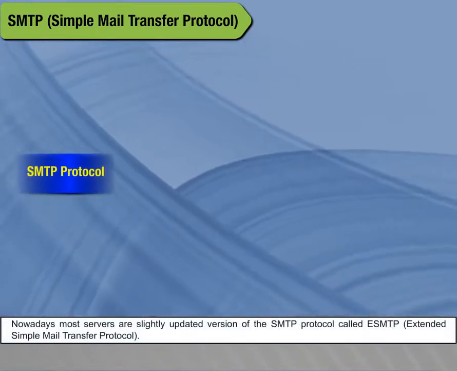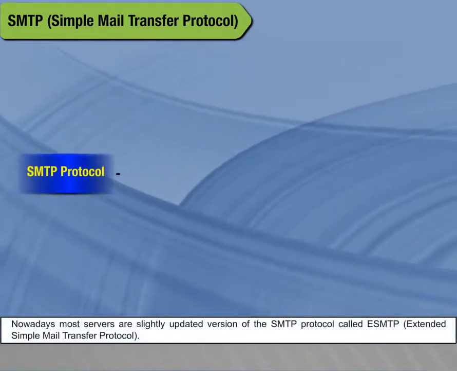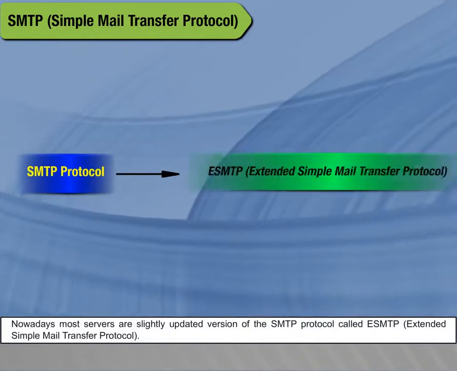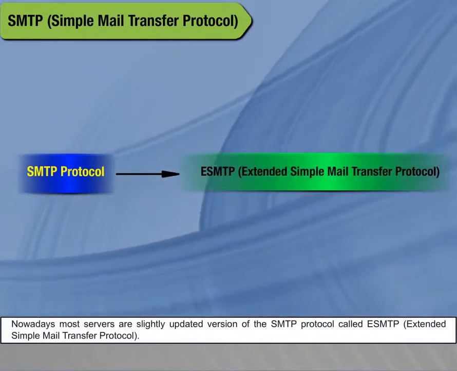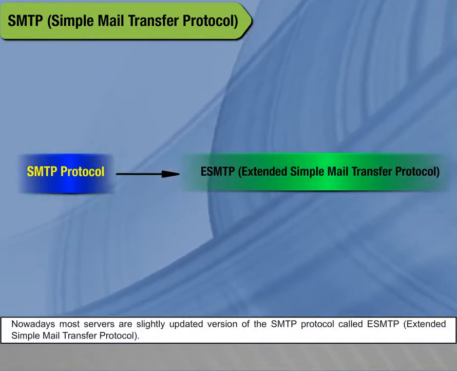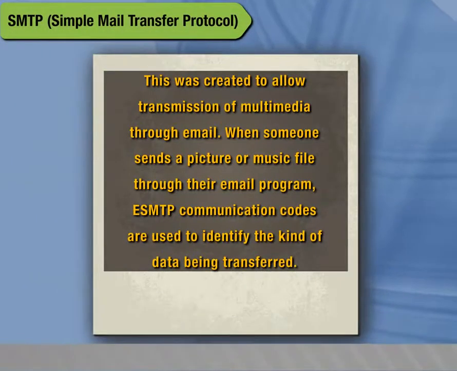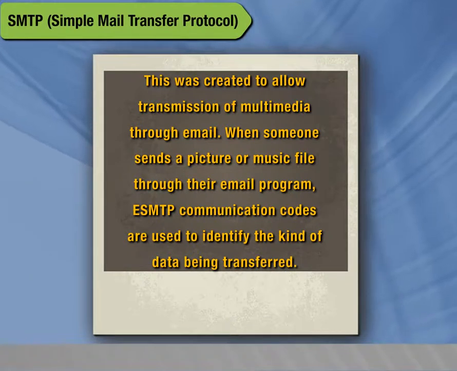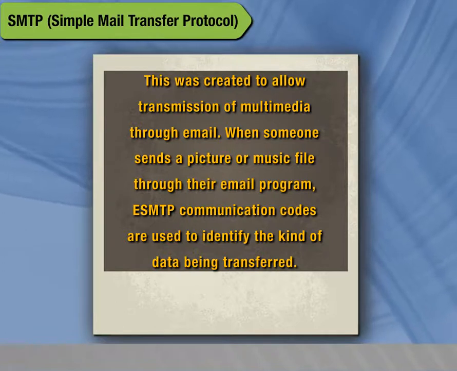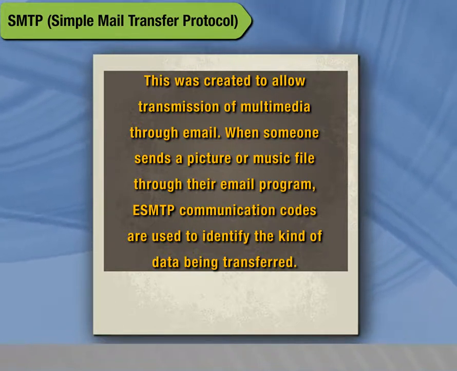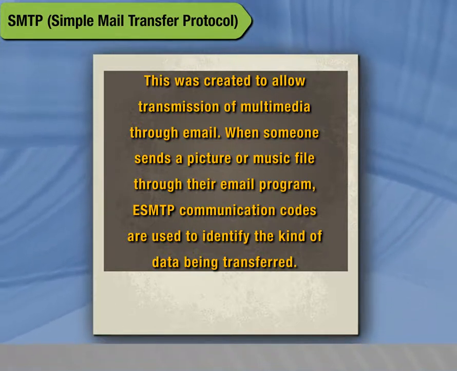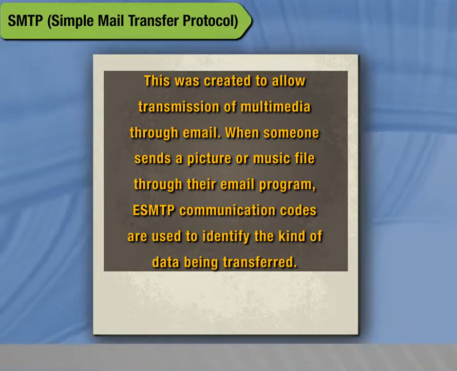Nowadays, most servers use a slightly updated version of the SMTP protocol called ESMTP, that is Extended Simple Mail Transfer Protocol. This was created to allow transmission of multimedia through email. When someone sends a picture or music file through their email program, ESMTP communication codes are used to identify the kind of data being transferred.